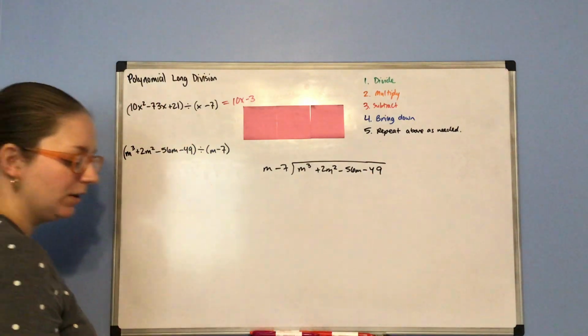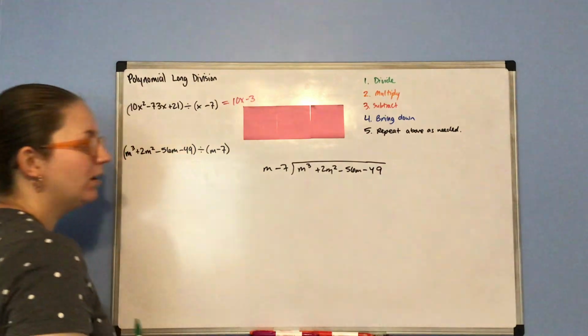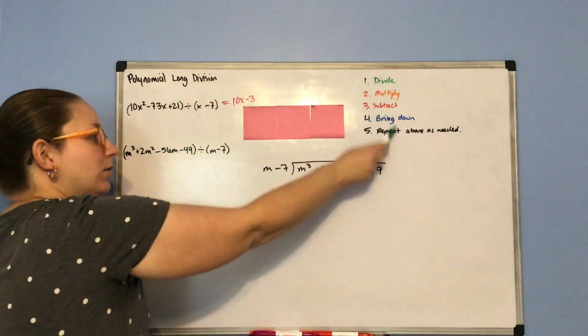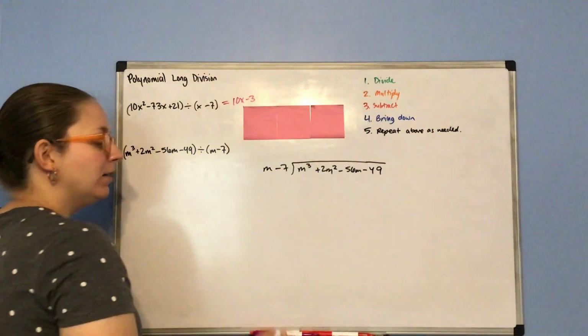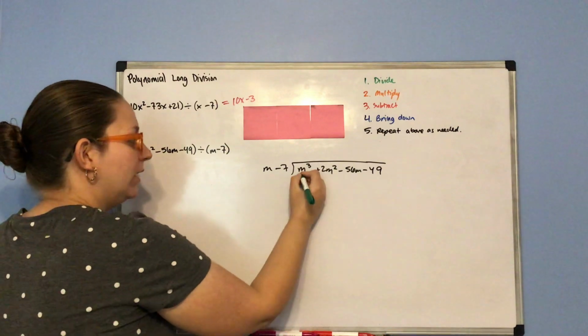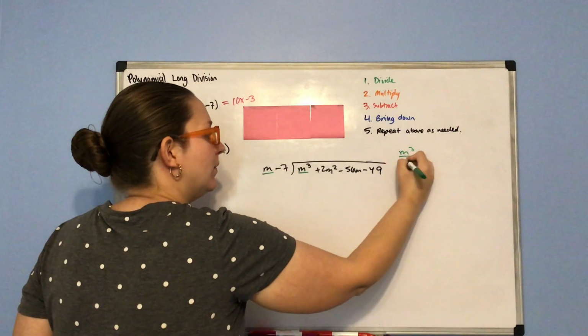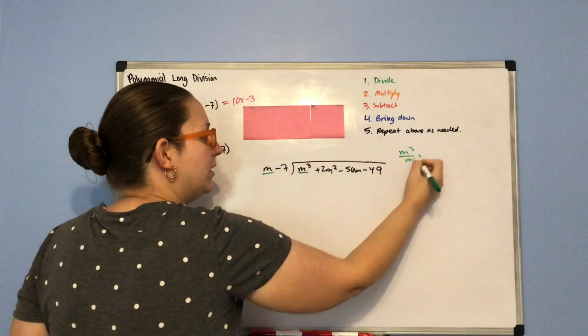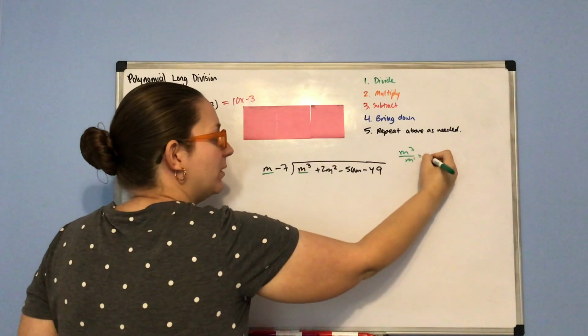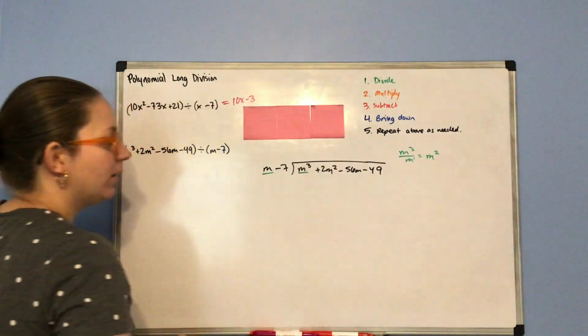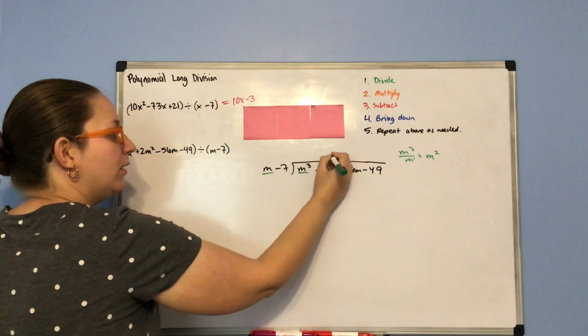Okay, so I think getting started is always the hardest part. You can use your little cheat sheet here. We always start by dividing. Divide first term by first term. So what is m to the third divided by m? Thinking back to your exponent rules, you're just subtracting: 3 minus 1 gives me 2, so I get m squared. We put that m squared on top.